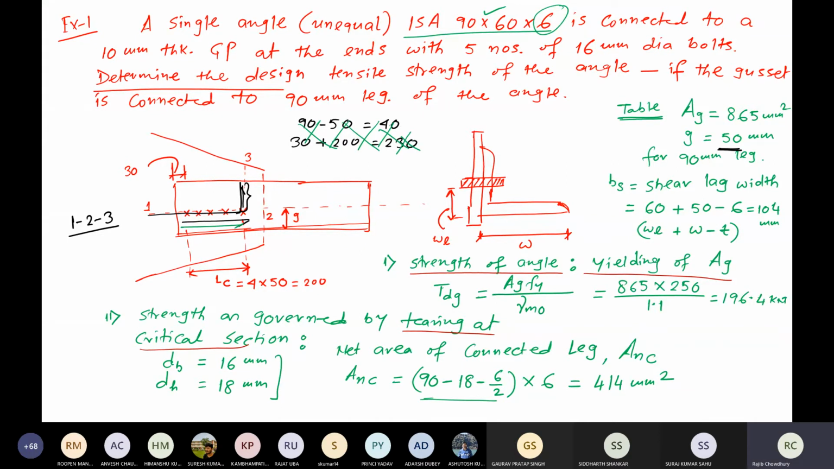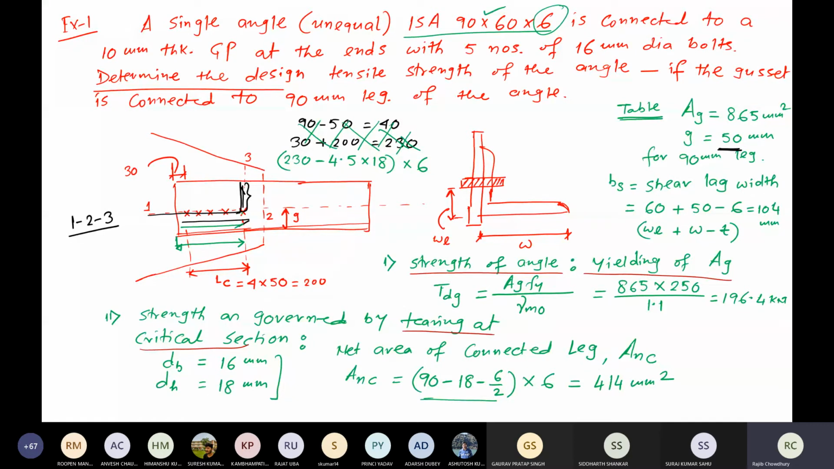How much is the connected leg? Or rather, how much is the shear length? Shear length is becoming 230. Total shear length is 230 minus 4.5 times 18 times 6. 230 is from this face to this connected face. What we are subtracting?